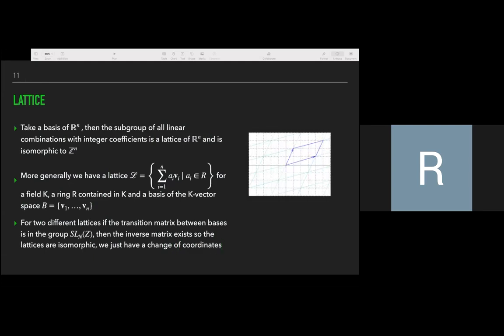So you can see in the two-dimensional case that we can take two vectors, and they form a tiling of the plane. You can view it as that. And two different lattices, if the transition matrix between the bases is in the group SL_n(Z), are basically equivalent, and this just corresponds to a change of coordinates.